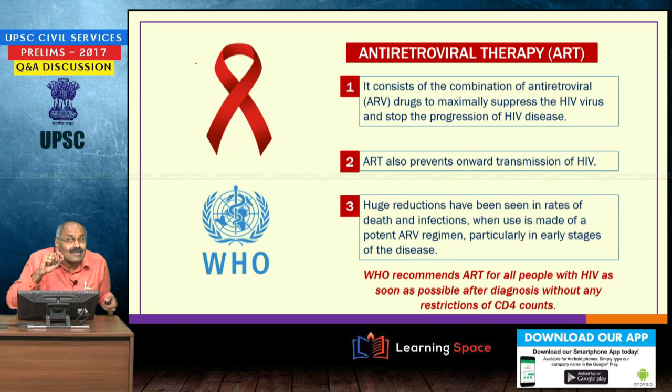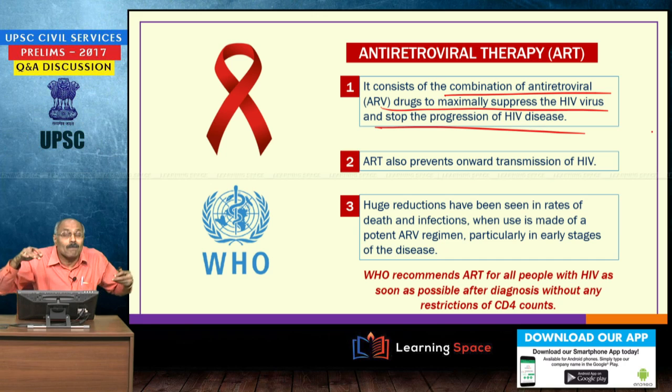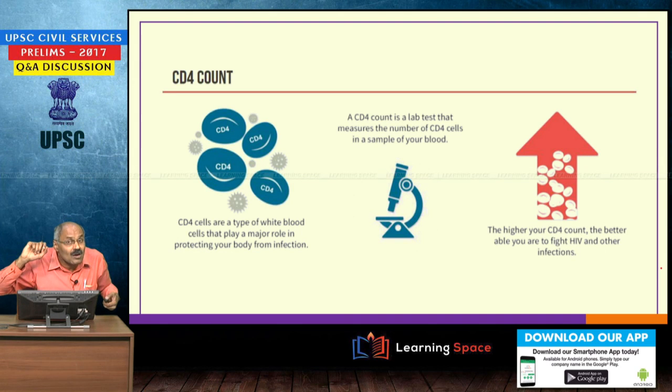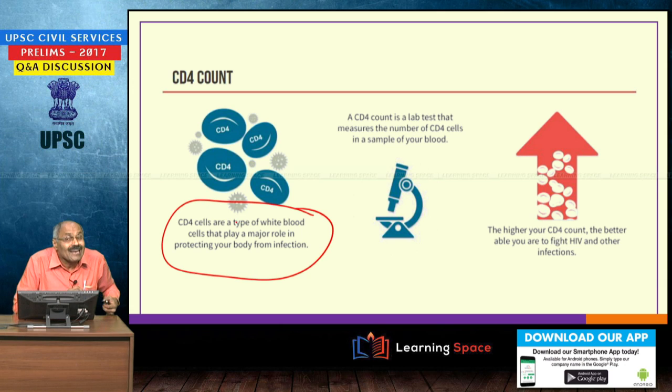Here antiretroviral therapy is ART. It consists of combination of antiretroviral drugs to maximally suppress the HIV virus and stop the progression of HIV disease. WHO recommends ART for all the people with HIV irrespective of CD4 count, and now government took the decision to use this ART irrespective of CD4 count. What is CD4? CD4 is a type of white blood cells.